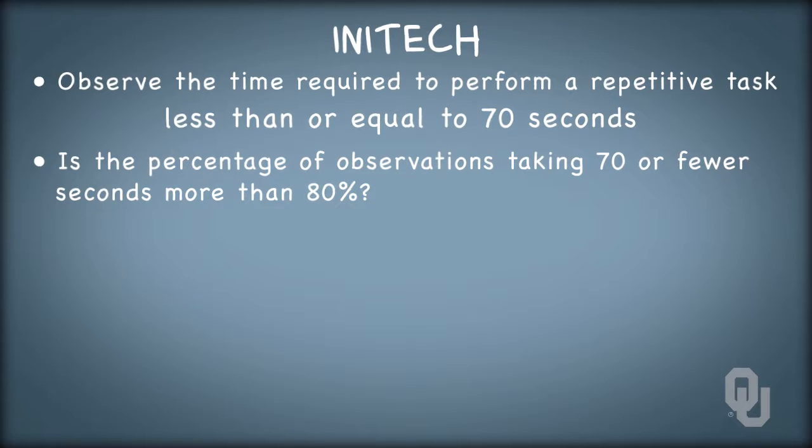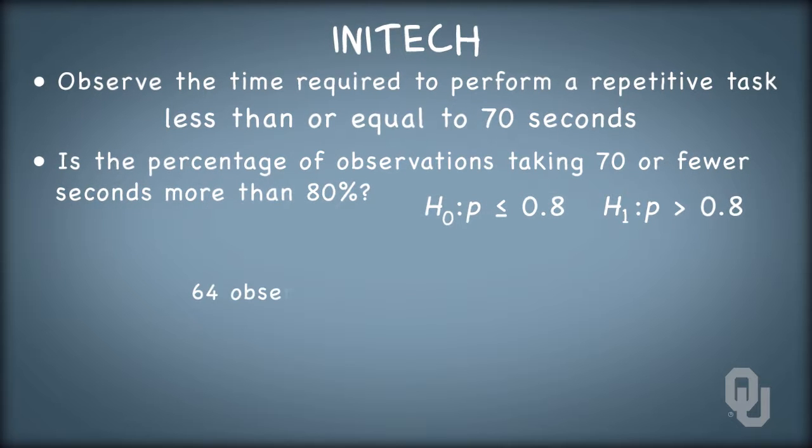We've got quite a few quantities going on here, so let's focus on the hypotheses. Is the percentage of observations taking 70 or fewer seconds more than 80%? That is the percentage more than 80%? Or is the proportion more than 0.8? This statement refers to strictly more than, no equality. So greater than 0.8 must be in the alternative. Since equality is always in the null, p less than or equal to 0.8 must be the null hypothesis statement.